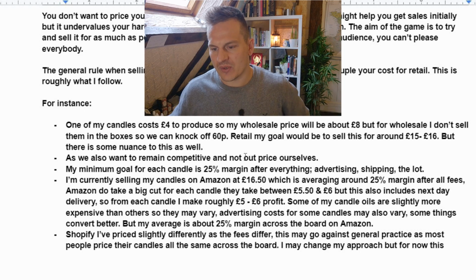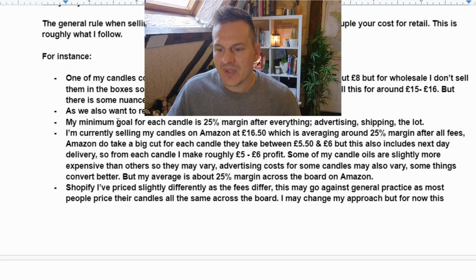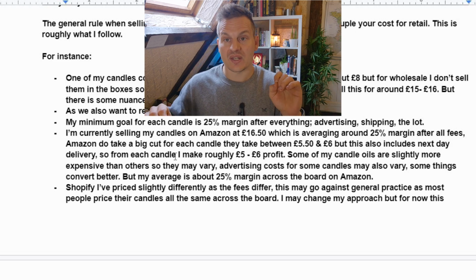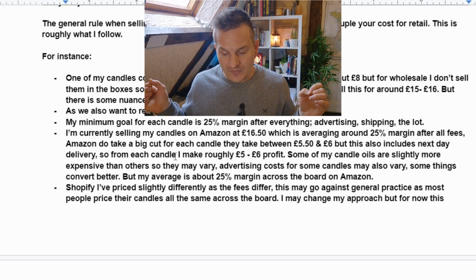But anyway, I've waffled on, we've gone on too many tangents here. So my minimum goal for each candle is 25% margin, and this is after everything. So that's after advertising, shipping, the lot. I'm currently selling my candles on Amazon for £16.50, which is averaging about 25% margin after all of my fees. Amazon do take a big cut. They take between £5.50 and £6 per candle.